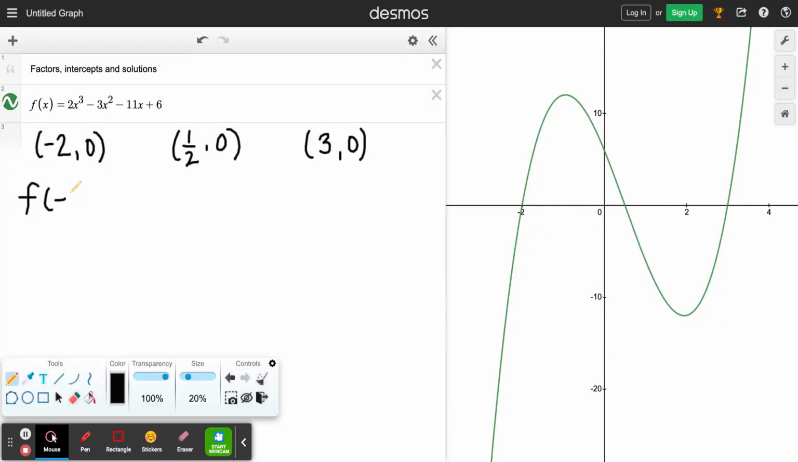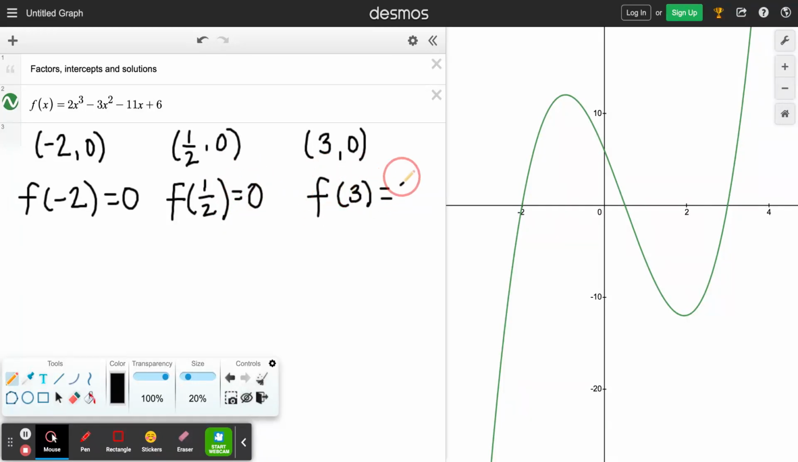So f of -2 equals 0. Also, f of 1/2 is equal to 0. And f of 3 is equal to 0. What that means, I won't do all three of them, but what that means is if you were to replace all of the x's with -2, the answer would be 0.